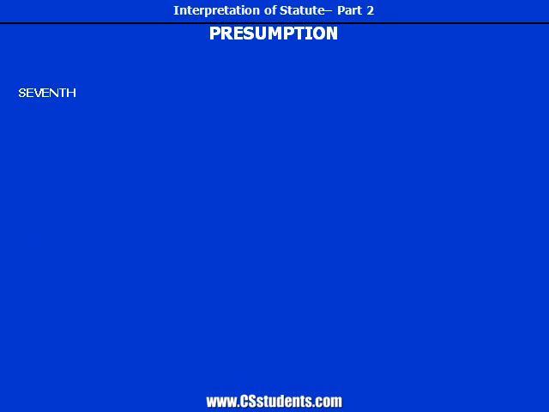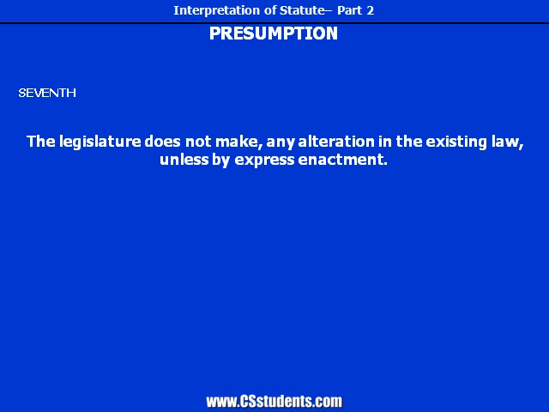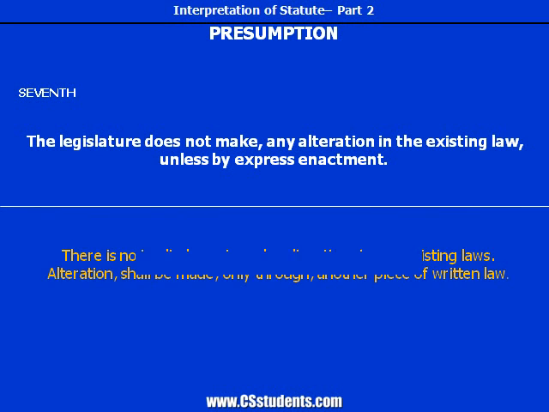The seventh is that the legislature does not make any alteration in the existing law unless by express enactment. If the legislature wants to make an alteration or amendment in any written law, such alteration shall be made only through another piece of written law. There is no implied way to make alterations in any existing laws.